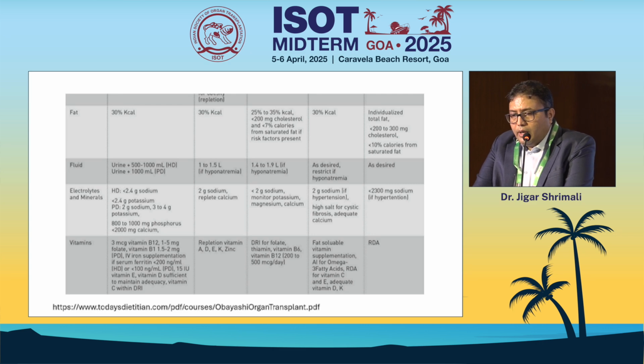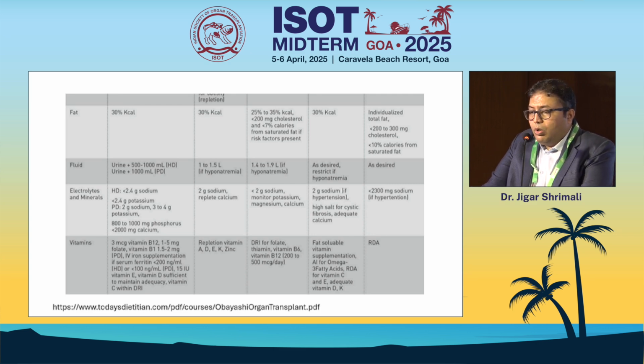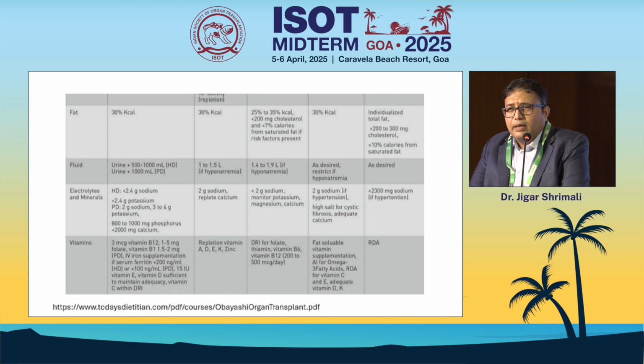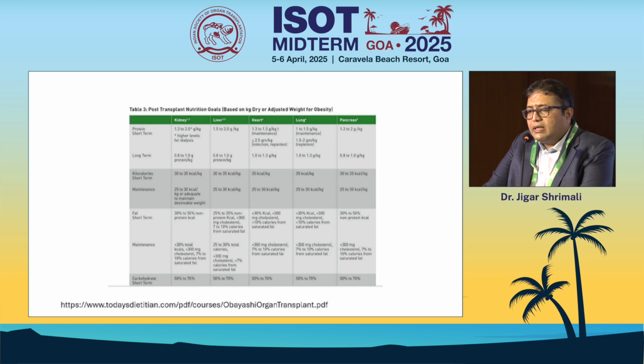Now, again, for kidney patient, as we discussed, sodium and potassium restriction from the diet point of view. In liver patient, fat soluble vitamin replacement, that is A, D, E, K. For heart failure patient, again restriction of salt and water. For lung failure patient, fat soluble vitamin replacement. But for pancreas transplant, it's an individualized approach, and we need to correct many deficiency individually. So these are the parts.